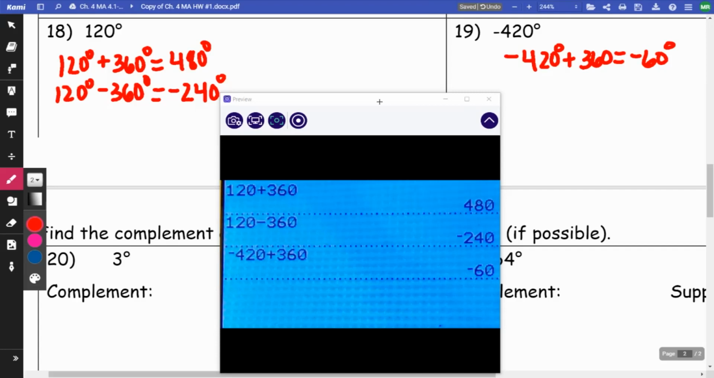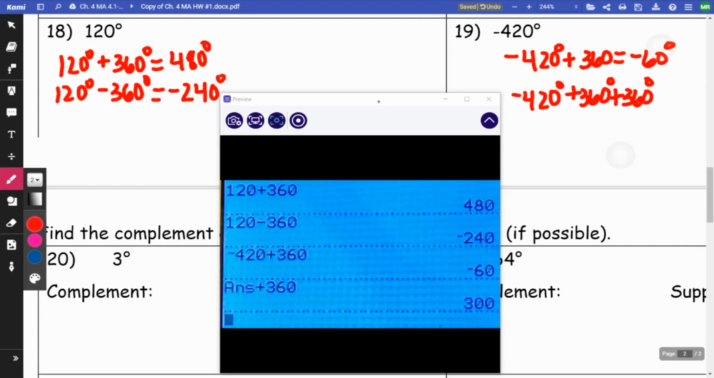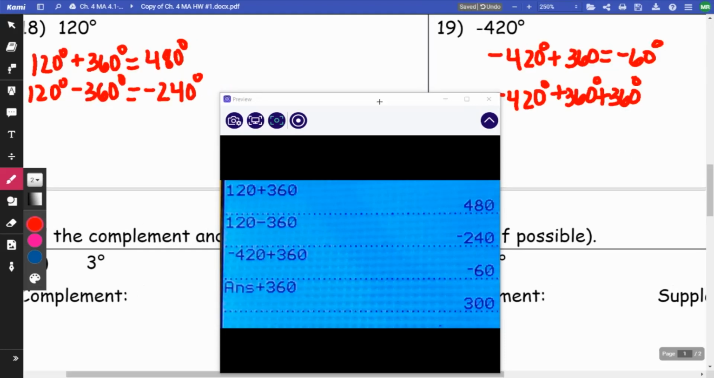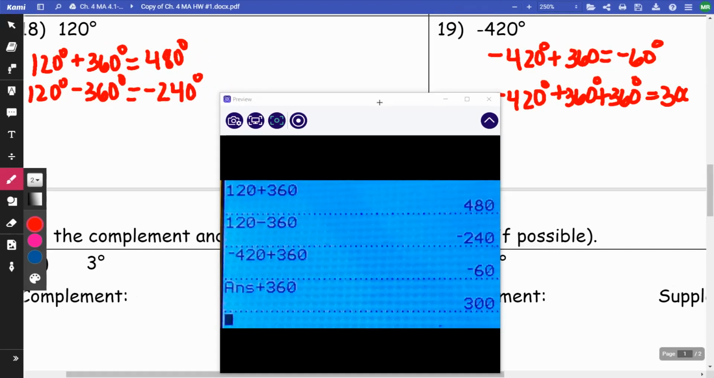And so I'm going to use that. Now what I'm going to do is add 360 one more time. Really what's happening is I added 360 once and that got me that negative 60. I'm going to add 360 again. And so when I add 360 again, I get 300 degrees. So this is going to be equal to 300 degrees.